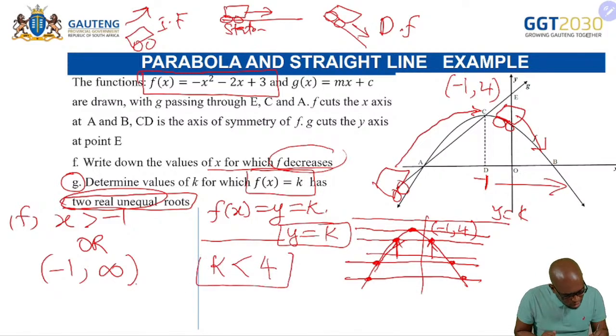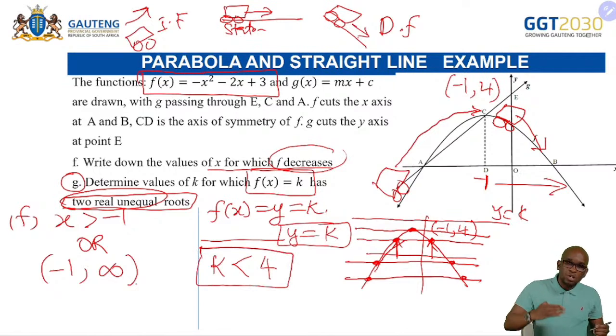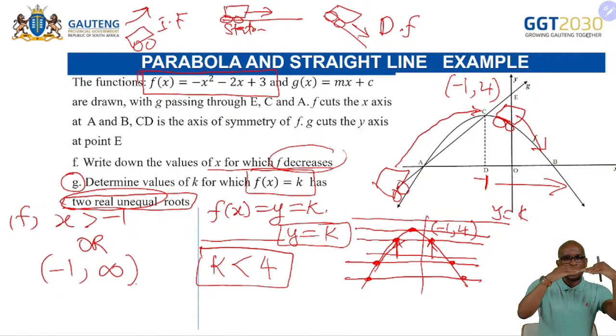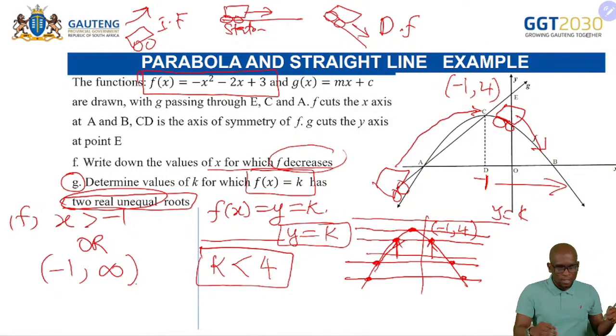That is where k is less than 4, because you are looking for the values of y for which x will exhibit this behavior where it has two values. You are looking for the values of y that would allow you to have two x-intercepts. These start when the line y is equal to k is just below the turning point. Right, moving on here.